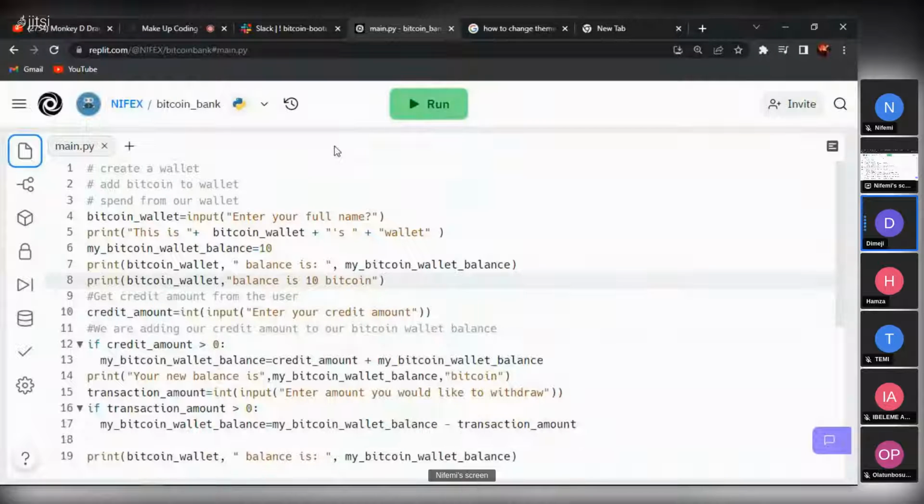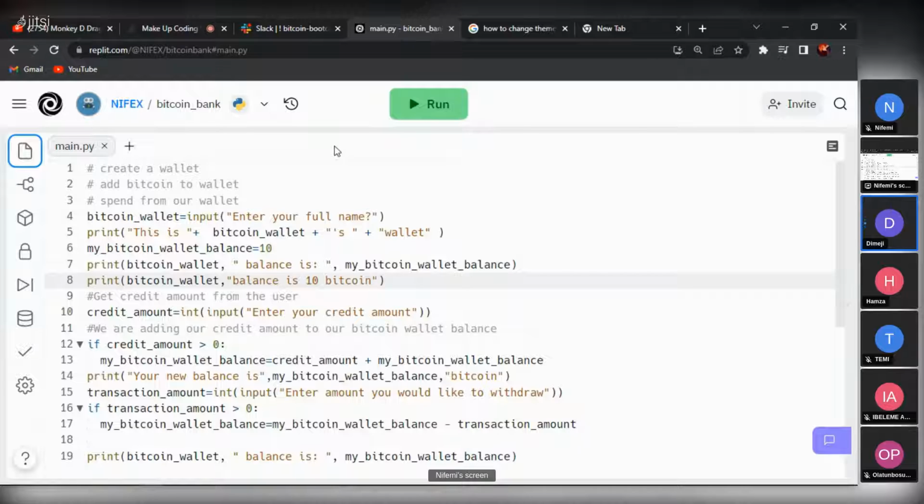And likewise, we now want to say, okay, you've created your wallet, right? Let's print and see what your wallet is like. On line 5, that's what we did. We said, this is Hamza's wallet. Do you understand? Yes, sir. Anu, do you understand? Not really, sir.